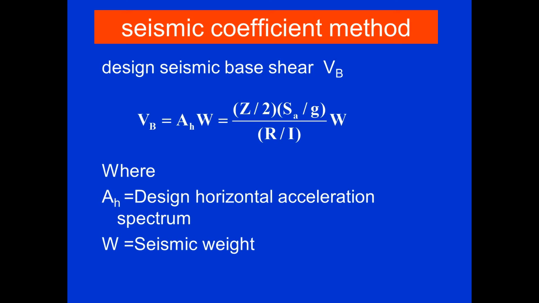This is the formula which is available in IS 1893 to calculate the design seismic base shear, which is noted by VB, and VB is defined as AH into W. W is the lumped mass seismic weight, and AH is the design horizontal acceleration, which can be calculated as Z by 2 into SA by G into I by R. This formula, these definitions and terminologies are all available in the IS code, and the values are also available in tabular form. As per the site and building requirement, we put in these values, get the value of VB, and accordingly calculate the earthquake force.